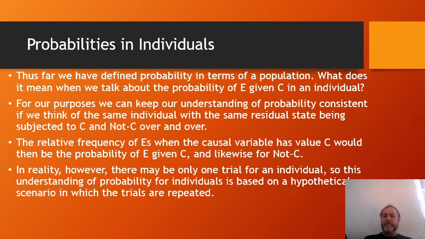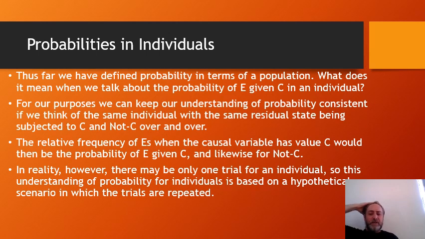Okay, so this might feel a little strange or new, talking about probabilities in individuals, because so far, whenever we've talked about probabilities, we've been talking about a population. Think back to our marbles. We said the probability of red in the population of marbles being 0.5, we're talking about half the marbles being red. Now we're talking about probabilities in an individual, like a particular marble or a rat or a person. So what does that mean for our purposes?